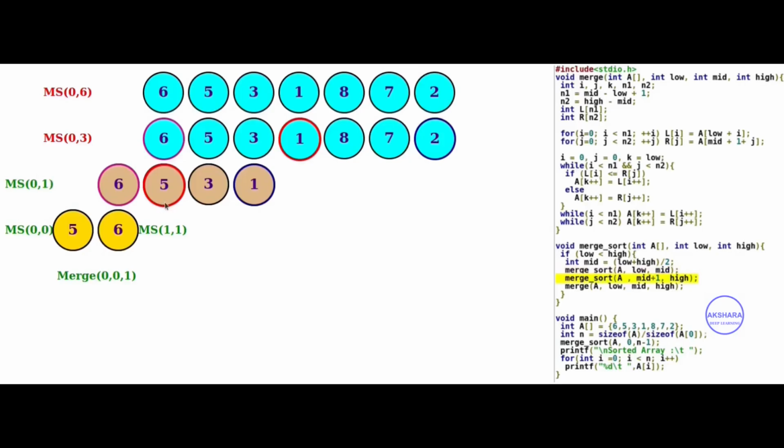Here mid is at index 1. So from 2 to index 3 will be called. Merge sort of 2, 3 is called now. Again, low less than high, so mid will be calculated. Now mid is at index 2.